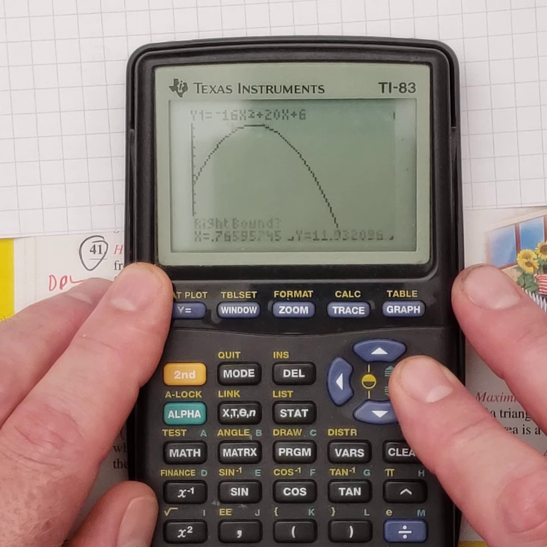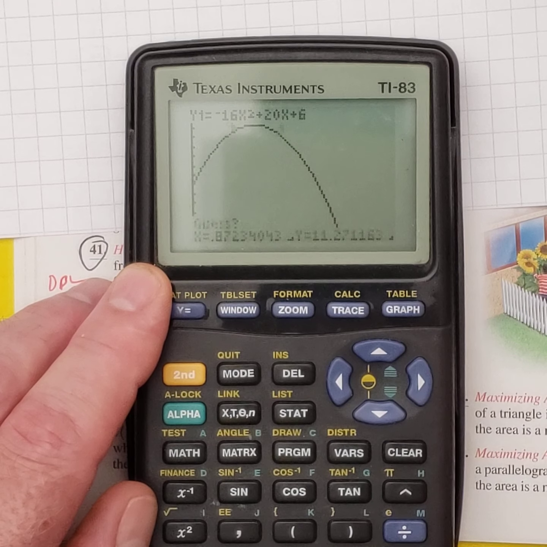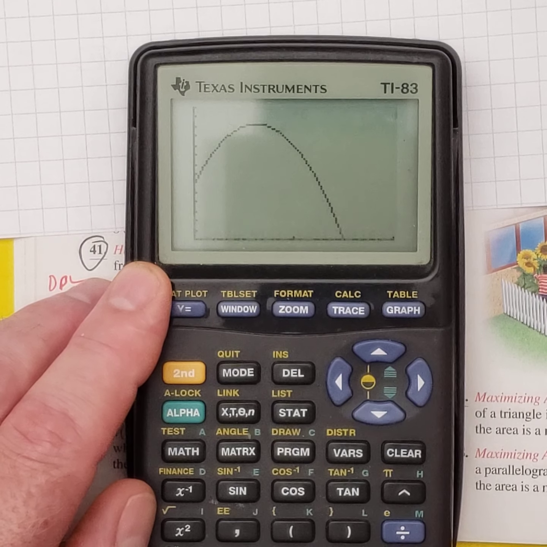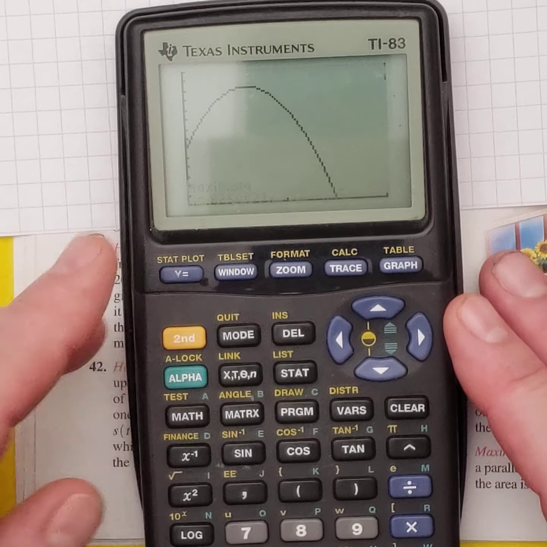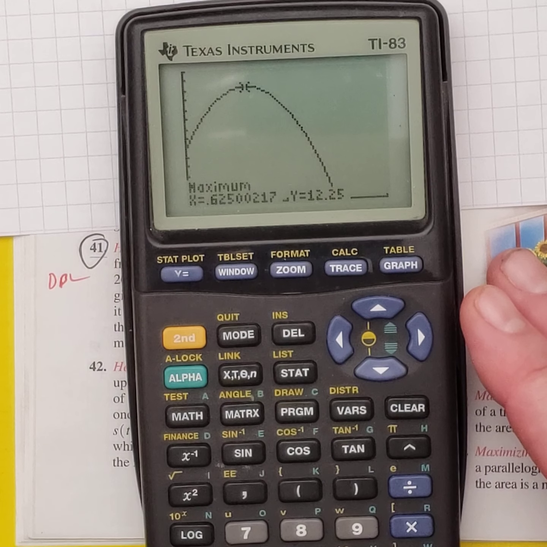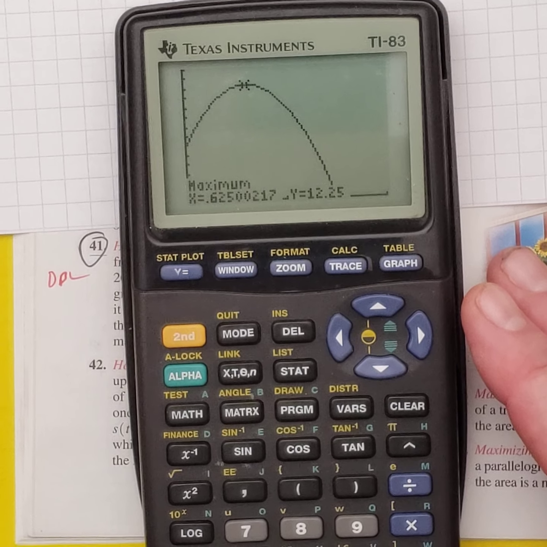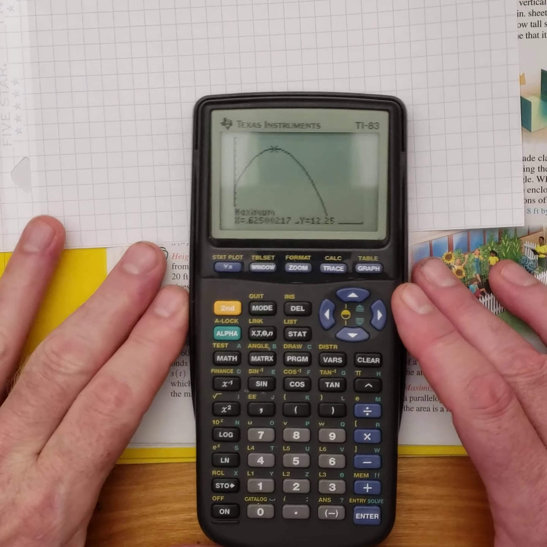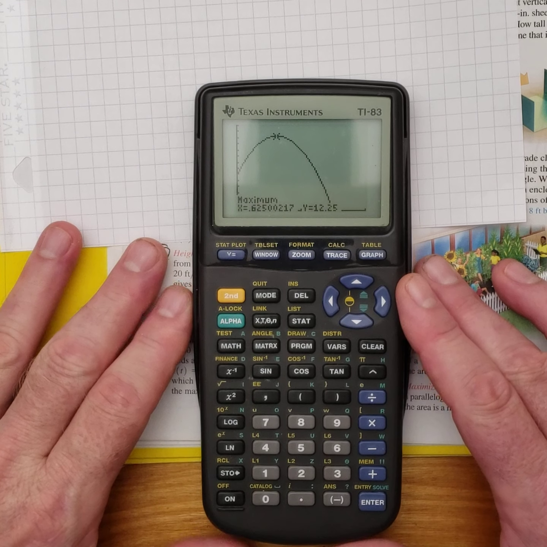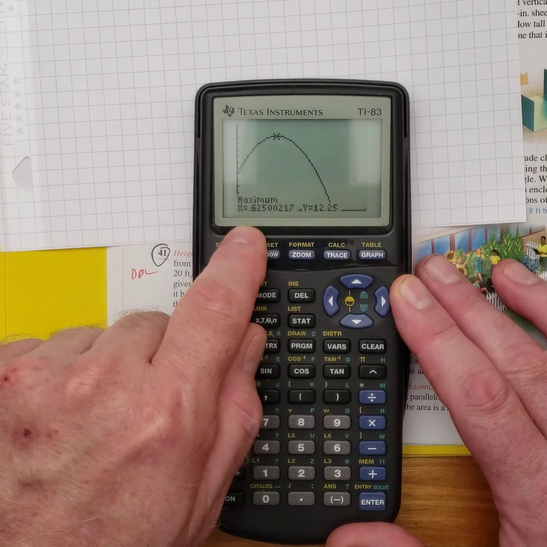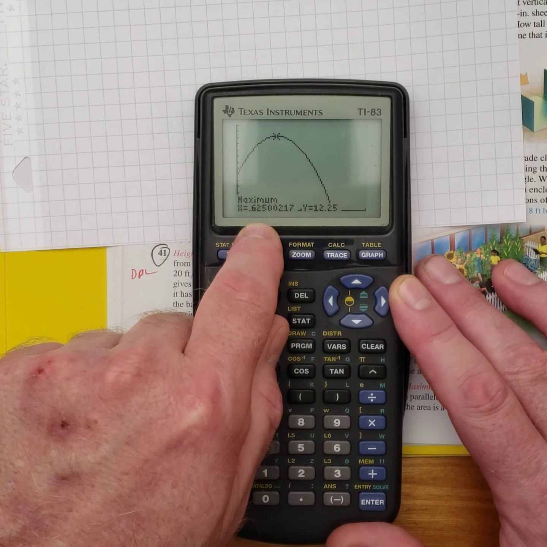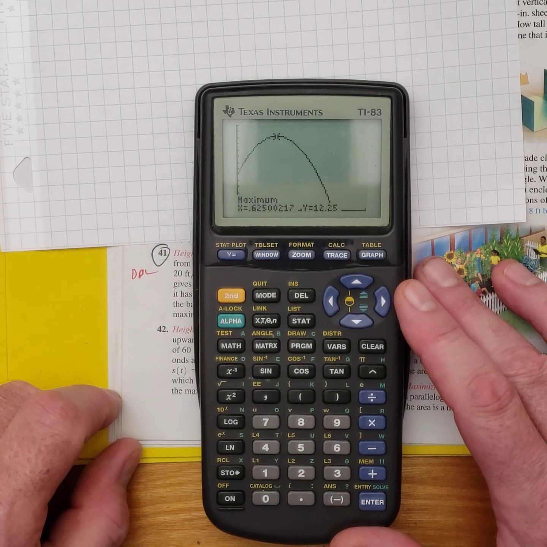So you move it to the right bound. Hit enter again. And then enter a third time. I apologize, my screen is a little big there. Down to size so you can see the keys. And it's telling us the maximum occurs at 0.625, 12.25.